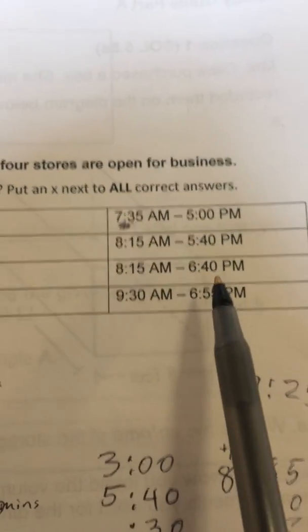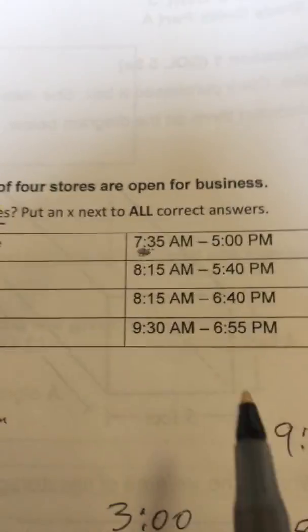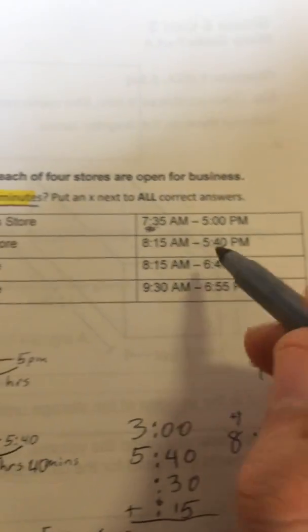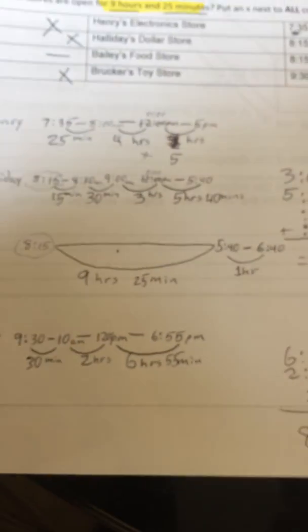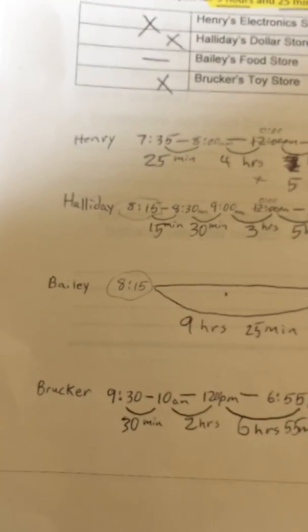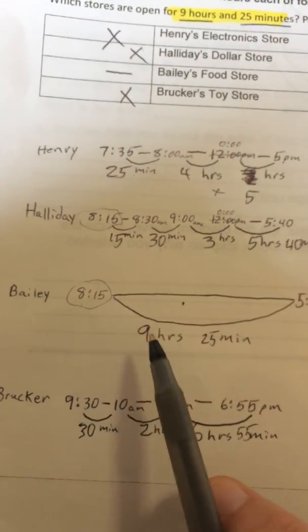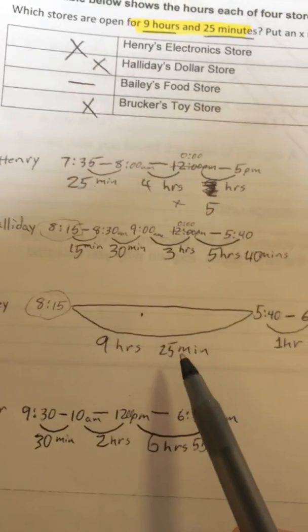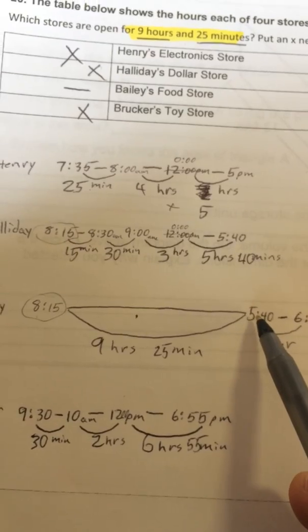Now, I noticed something when I'm with Bailey. They both start at 8:15, but she goes longer. So I could automatically know right away. I could even make a note: she's open more than Mr. Holiday, and that could be my proof of work. Or just humor me and write this out. 8 hours and 15 minutes, and I have 9 hours and 25 minutes, because that's how much Mr. Holiday's was to 5:40.